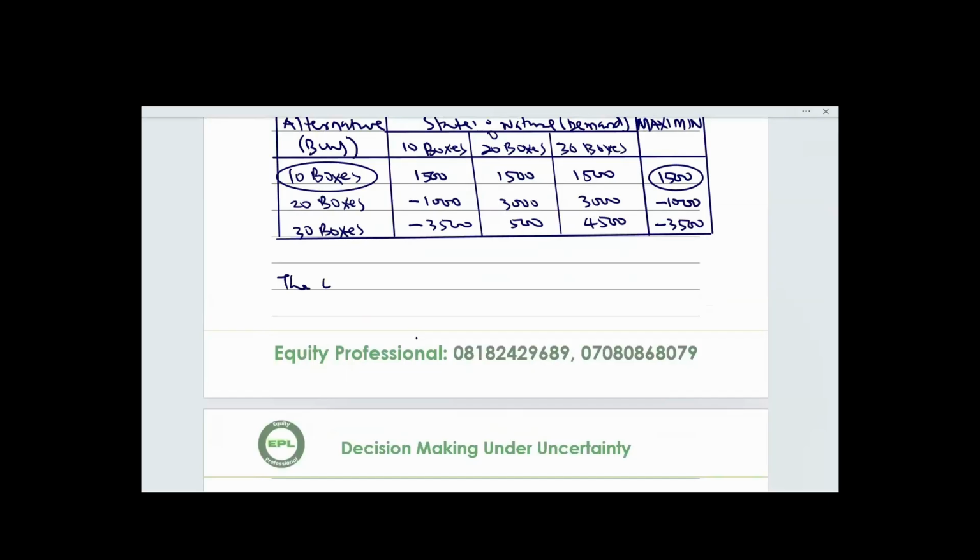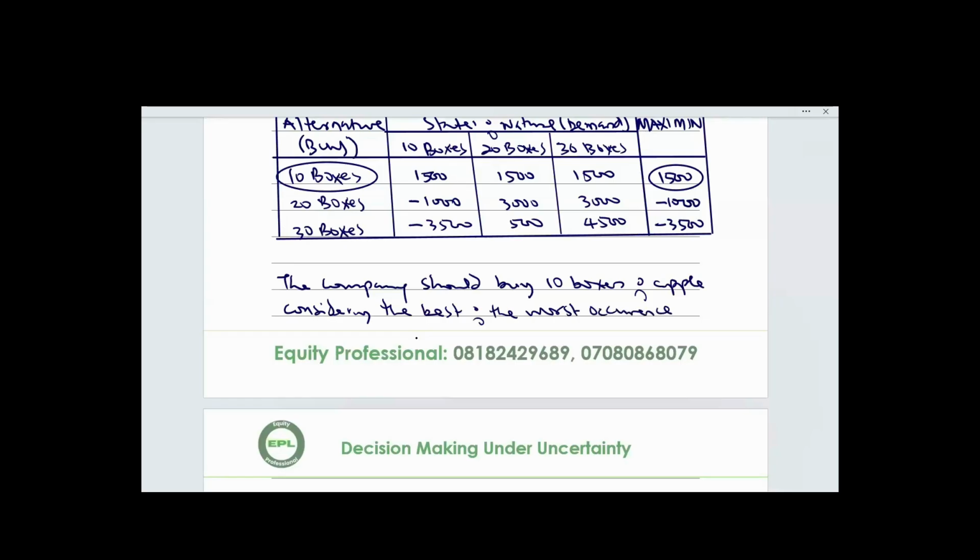Okay, I would then say the company should purchase 10 boxes of apple, or let me put it this way: the company should buy 10 boxes of apple considering the best of the worst occurrence of 1,500.